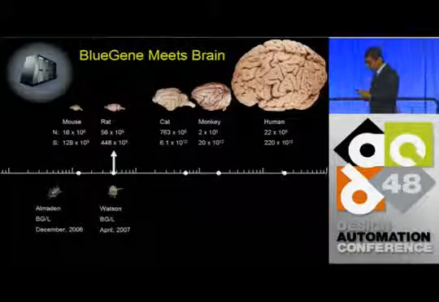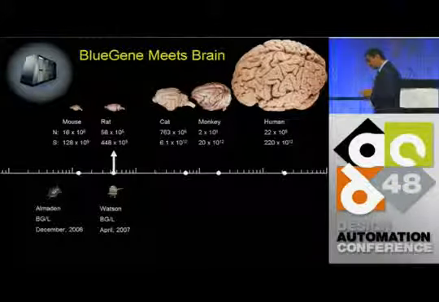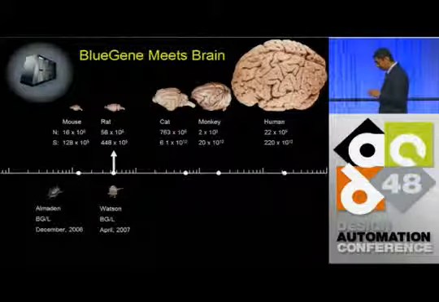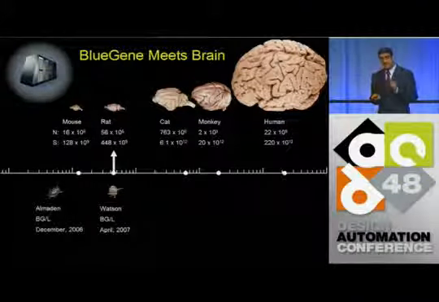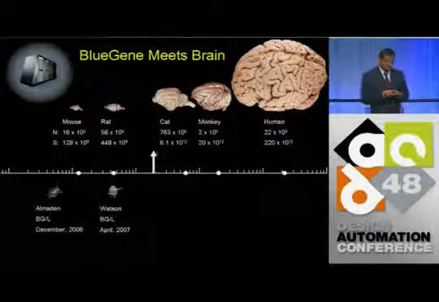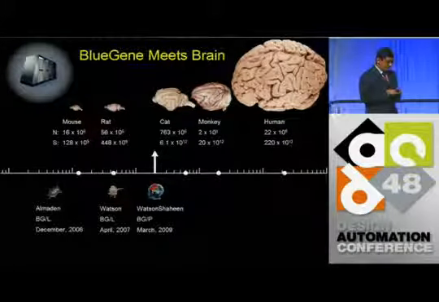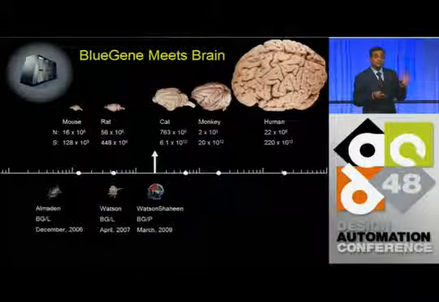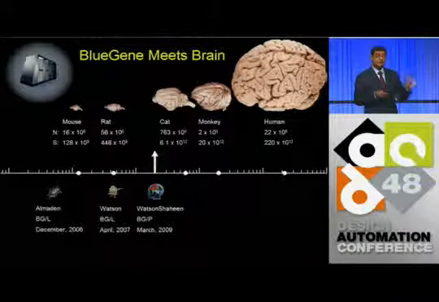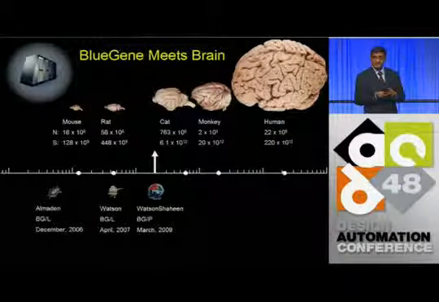Then in 2007, using a 32,000 processor Blue Gene, 8 terabytes of RAM, we were able to run a simulation at the scale of the mouse, the rat cerebral cortex. In March 2009, using a supercomputer at KAUST, we were able to run a simulation at 1% of the human cerebral cortex.